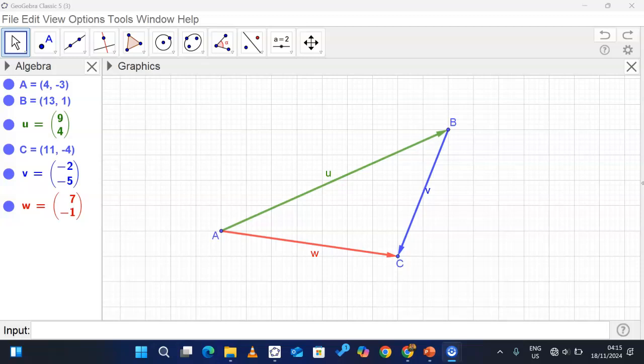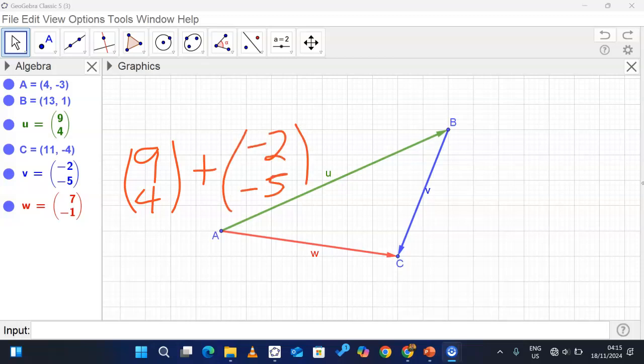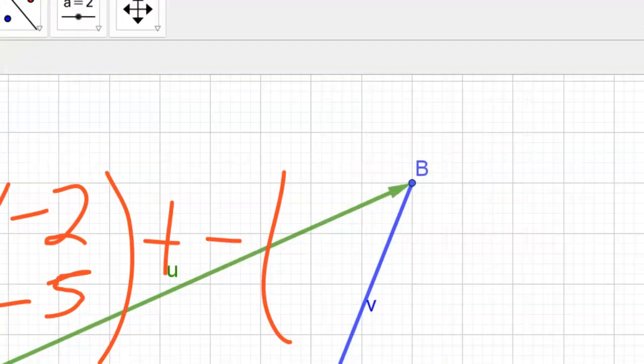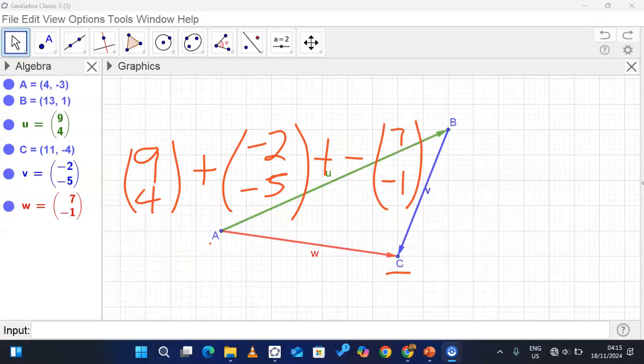So you can see that if I add the vector 9, 4, plus negative 2, negative 5, plus the negative of 7, negative 1 — because instead of CA, it rather became AC, so I'll negate that one. Now let's see the addition of all this.